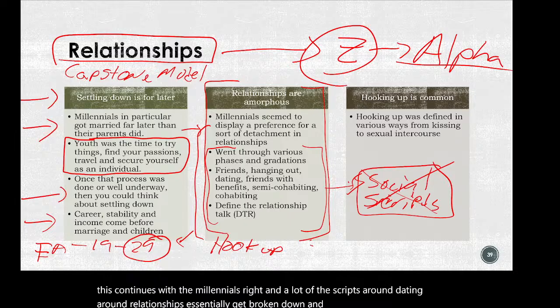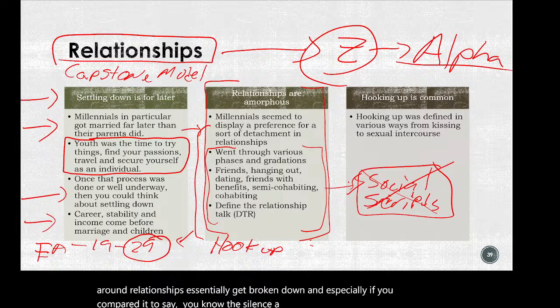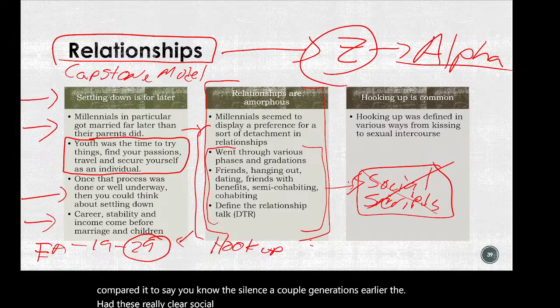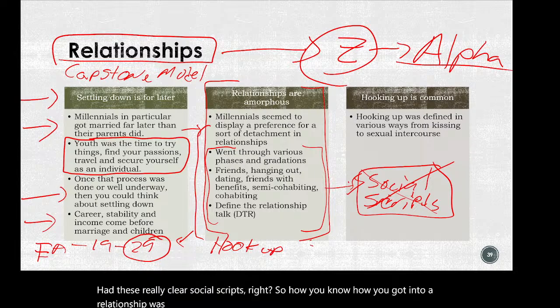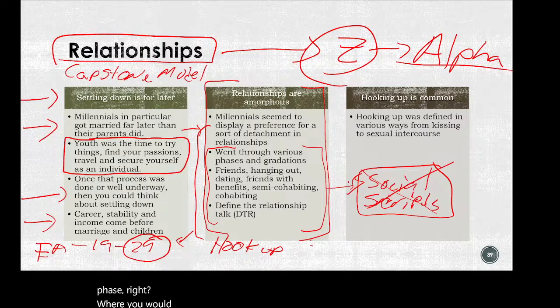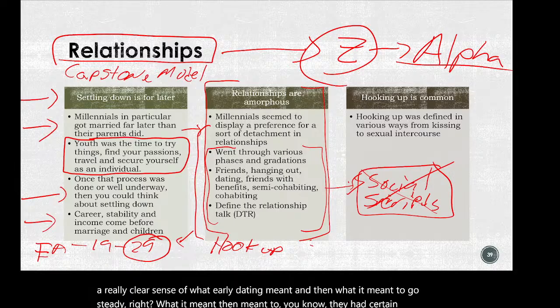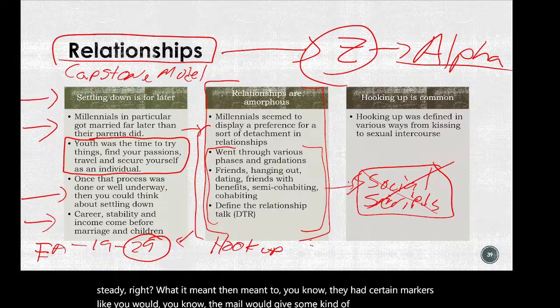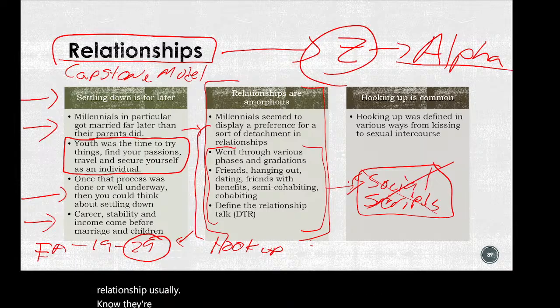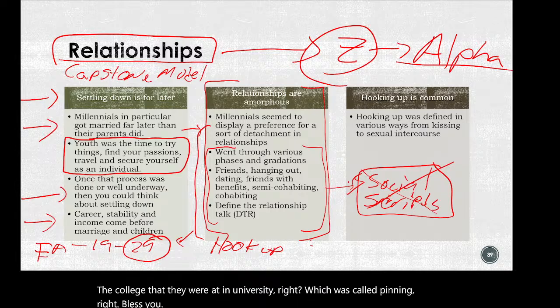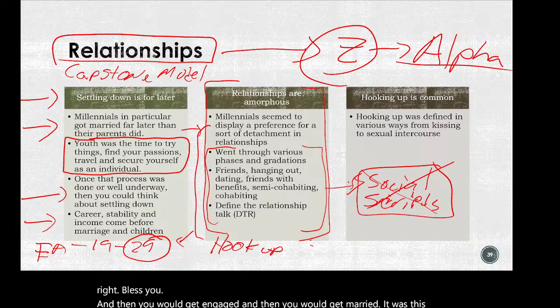And especially if you compared it to, say, the Silent Generation a couple generations earlier, they had these really clear social scripts, right? So how you got into a relationship was, okay, well, first you would go through a kind of courtship phase, right? Where you would probably have some kind of dating encounters, right? There's a really clear sense of what early dating meant, and then what it meant to go steady, right? They had certain markers, like the male would give some kind of token of a lasting relationship, usually the pin from their high school or the college that they were at in university, which was called pinning, right? And then you would get engaged and then you would get married. It was this very clear progression. You would move through steps in a relationship.